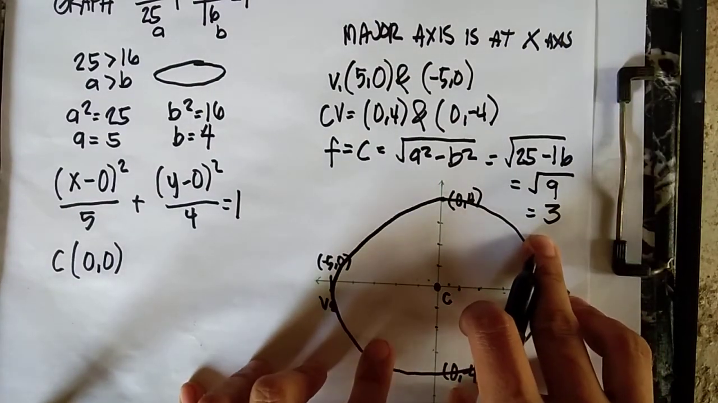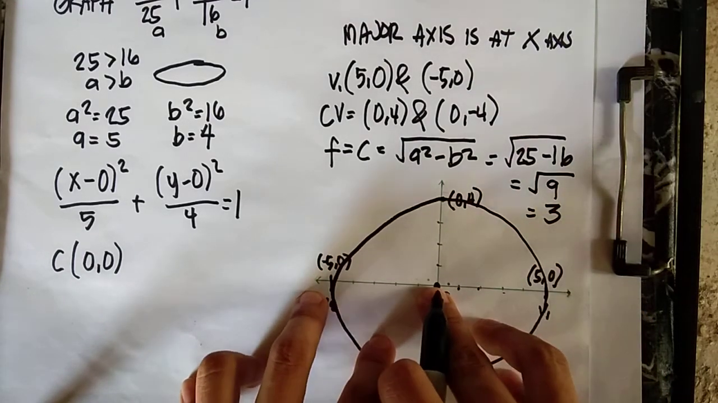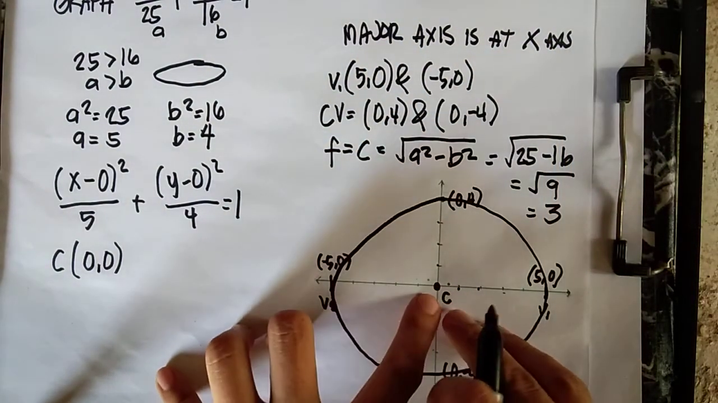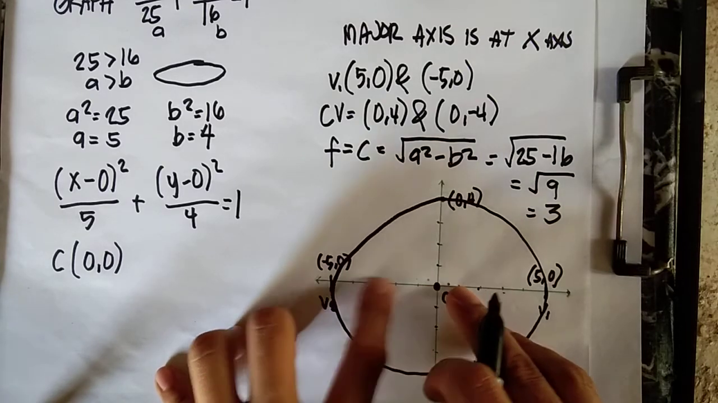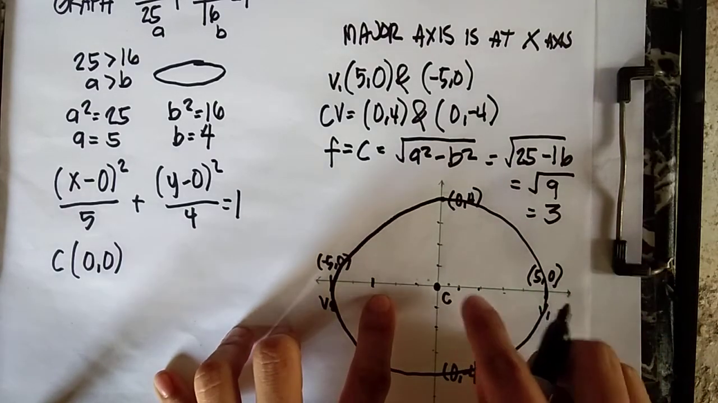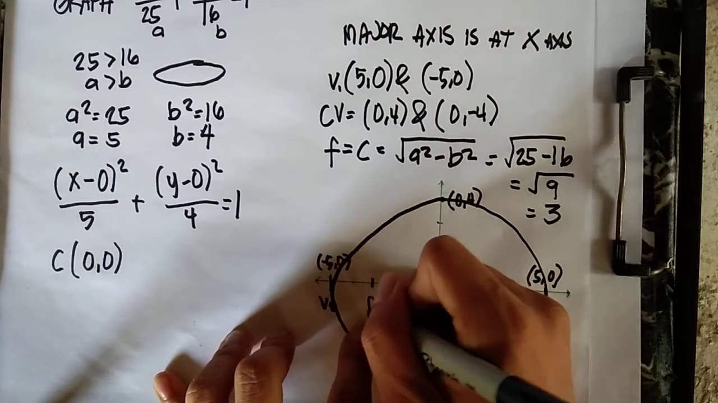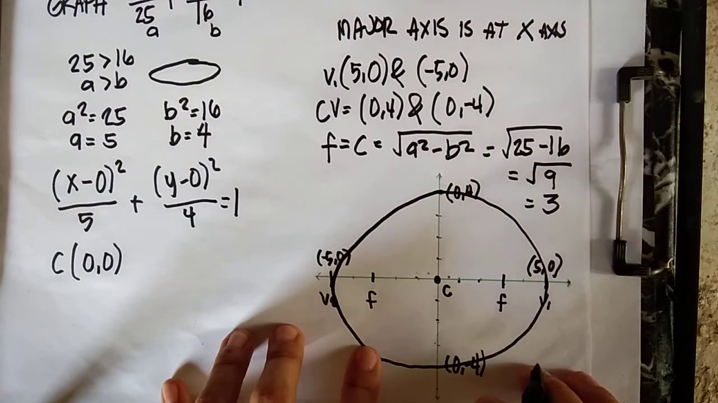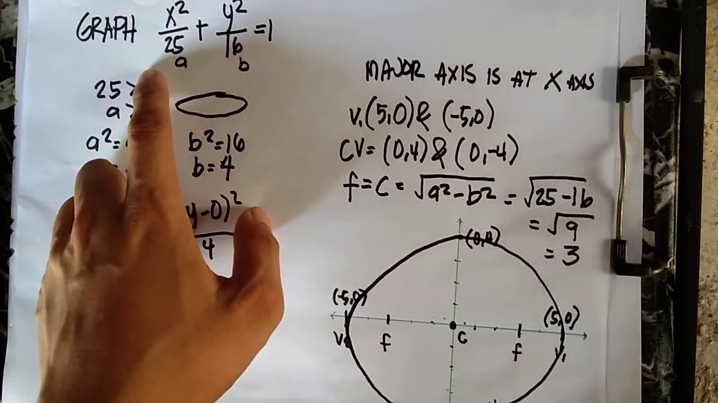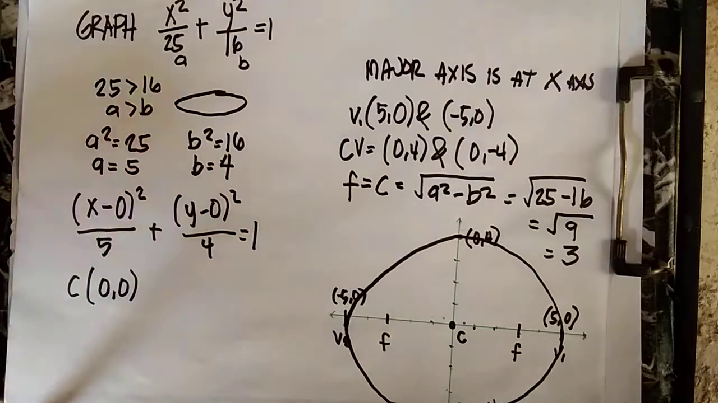Ibig sabihin, bibilang tayo mula sa center ng 3. And yung ating major axis, tatandaan lagi, is at x-axis. So, mula sa center natin, bibilang tayo ng 3. So, we will have 1, 2, 3. So, this is yung isang foci, and then 1, 2, 3. This is our other foci. And that is the graph of our x squared over 25 plus y squared over 16 is equal to 1.